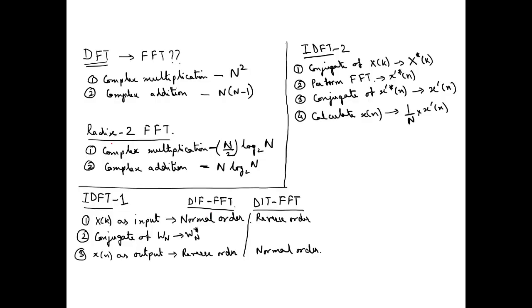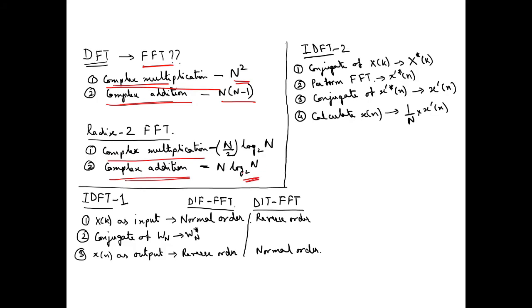So why FFT? Because in DFT there are complex multiplications equal to n square, and complex additions of n multiplied by n minus 1, where n is the length of the signal. However, in radix-2 FFT, the complex multiplications reduce to n by 2 log 2 n, and complex additions reduce to n log 2 n.